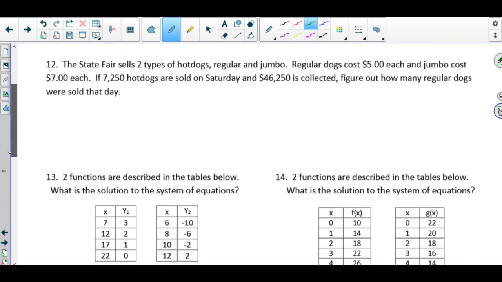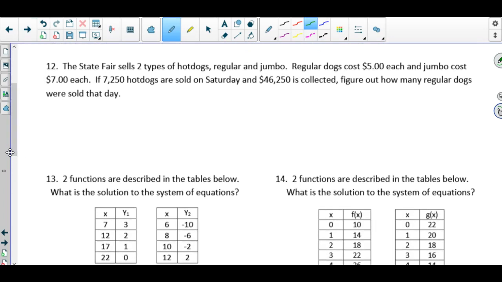Number 12, State Fair sells two types of hot dogs. Regular, which is R, jumbo, which is J. Regular hot dogs cost $5 each. Jumbo costs $7 each. 17,250 hot dogs are sold. $46,250 is collected. Figure out how many regular hot dogs were sold that day. So, if there were 17,250 hot dogs sold, well, that is the regular plus the jumbo combined.